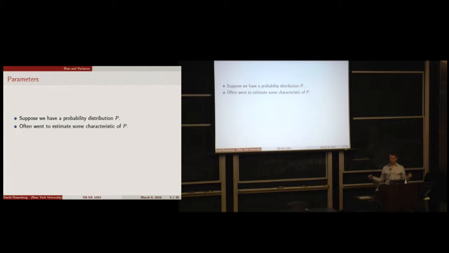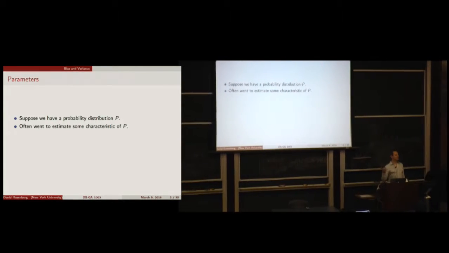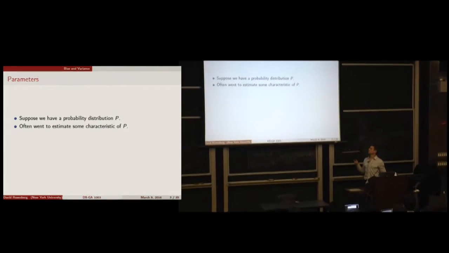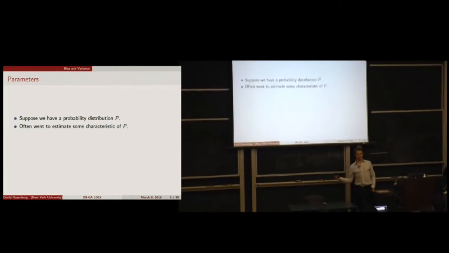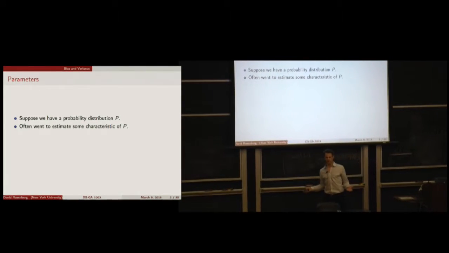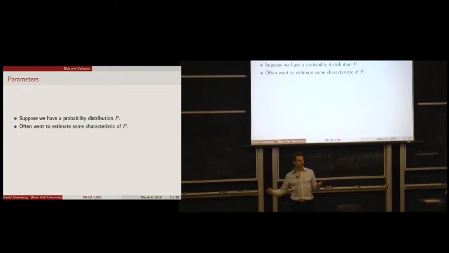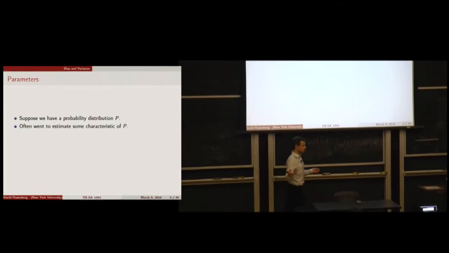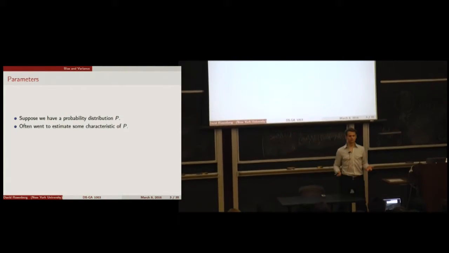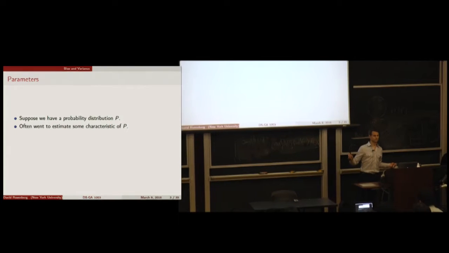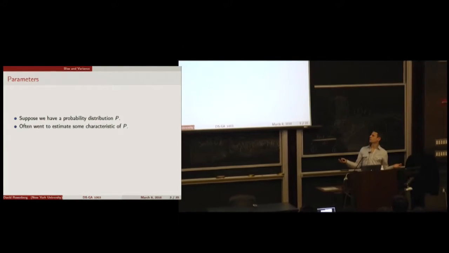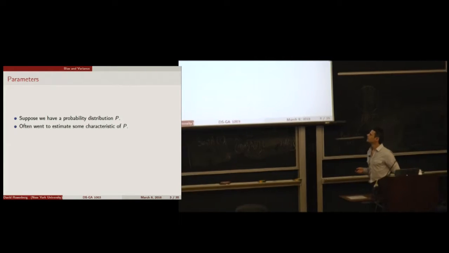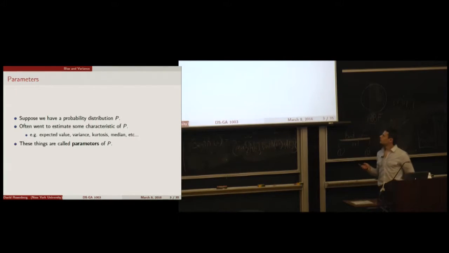First of all, what's a parameter? We're in our statistics framework now, statistics vocabulary. And a parameter is a function of a distribution. So we have a probability distribution P. We would like to estimate some characteristic of the distribution. What are characteristics of distributions that we know? Yeah, mean, variance, median, kurtosis, quantiles. Okay. The entire distribution itself could be a parameter. It's still a function of the distribution. OK. So these things are called parameters.